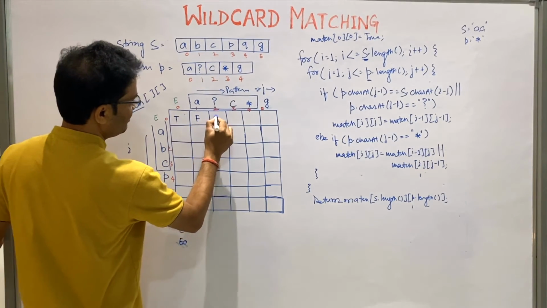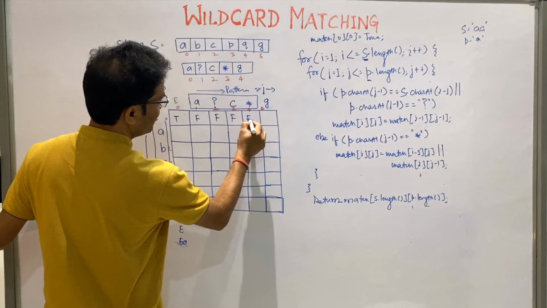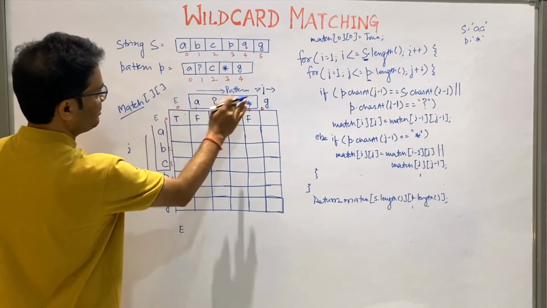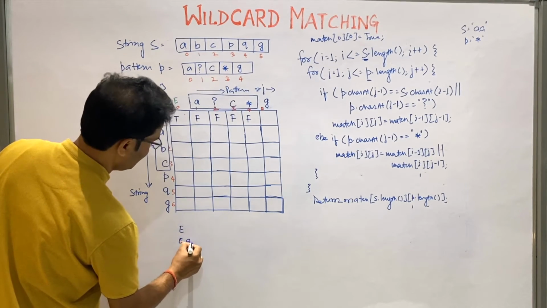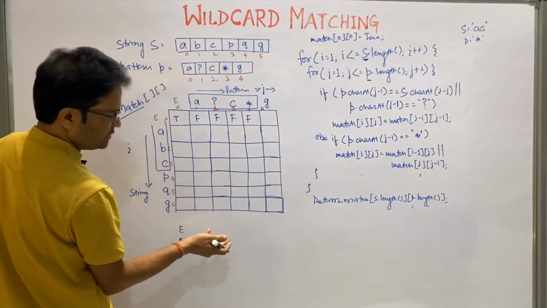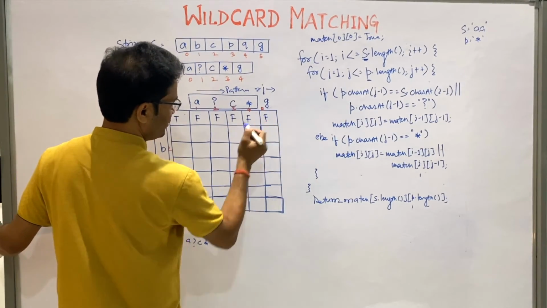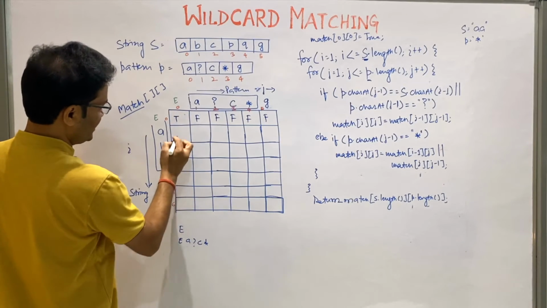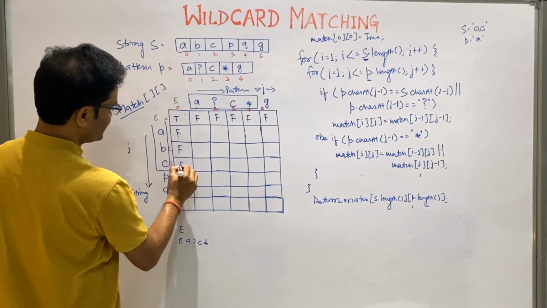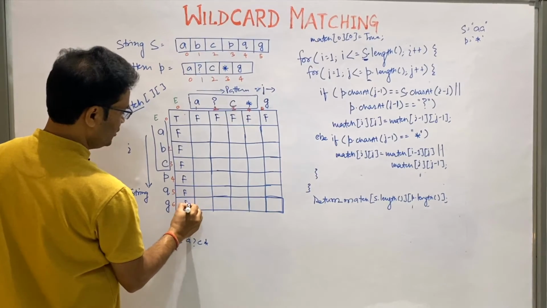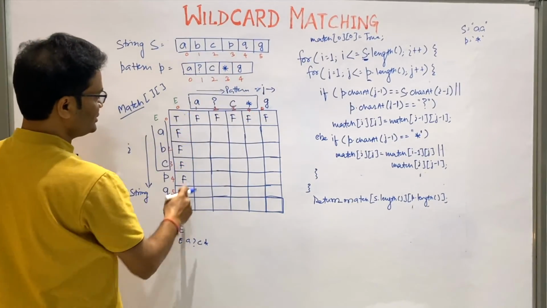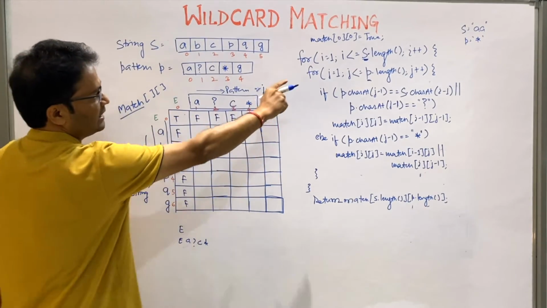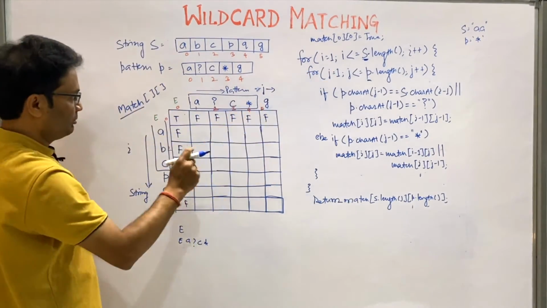The same case, it will be false here also, because till here your string is empty and the pattern is A question mark C. Obviously it is not matching, I will put false, and here also false. And the same case, if your pattern is empty, it will not match anyone here, so I will return false. So before starting the code, we have to fill this zeroth column and the zeroth row, because my code will start from 1 1.